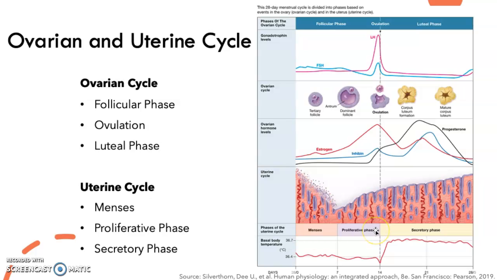And then the last phase of the uterine cycle is the secretory phase, and that's occurring during the luteal phase of the ovarian cycle. And it's when the endometrium becomes secretory in response to progesterone, which is secreted by these little popcorn cells, the corpus luteum. And that is also in preparation for a potential pregnancy.